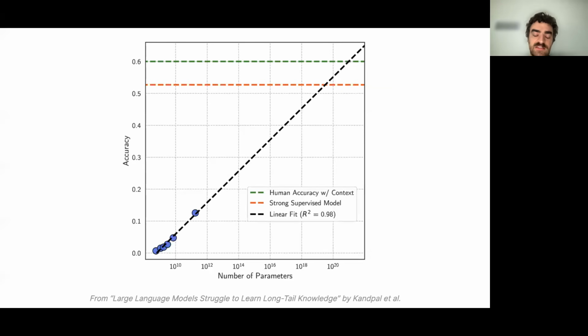And you can see here, this is for Bloom. So the largest model with 176 billion parameters is the furthest blue point to the right. We would need to scale up by many, many orders of magnitude in order to reach human performance on very rare questions, or questions about very rare facts, rather.